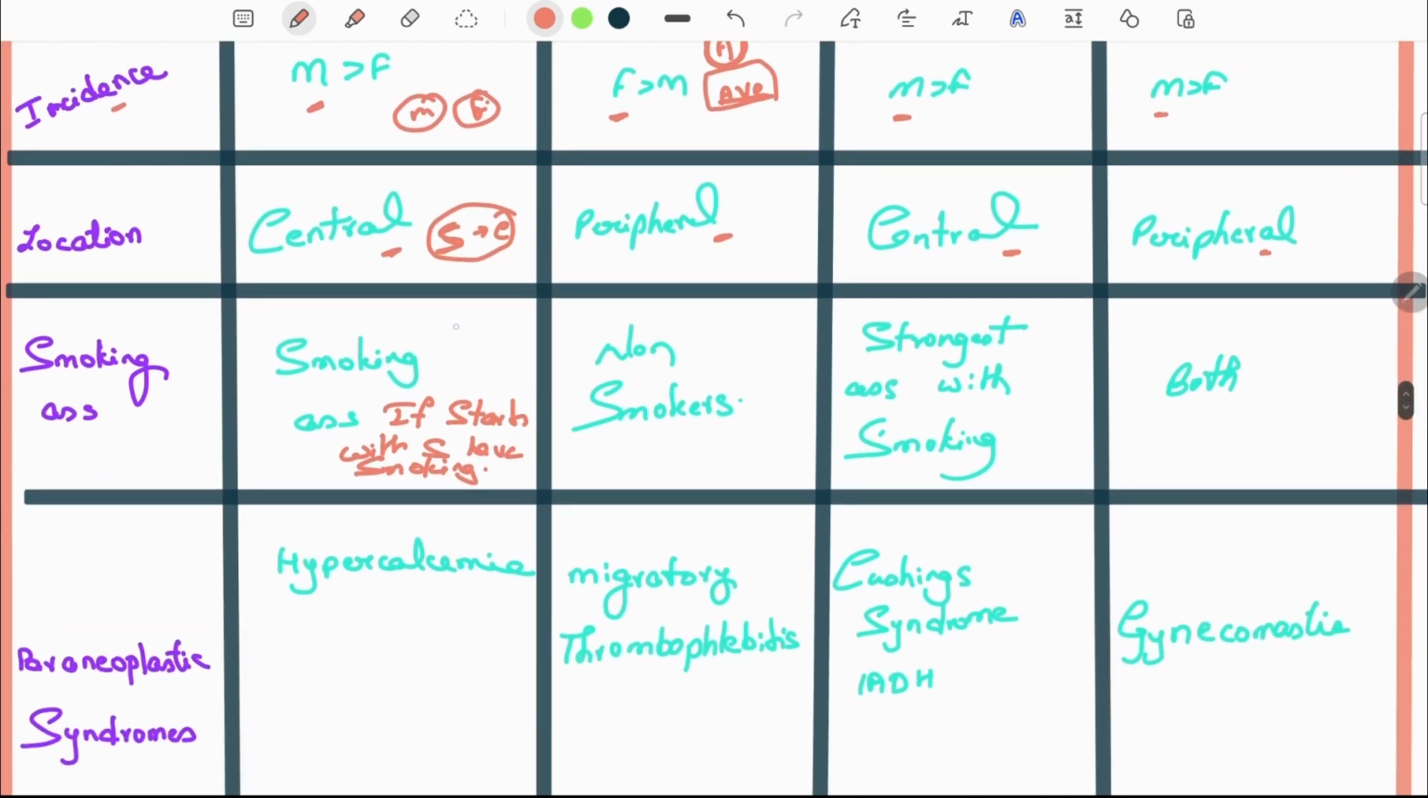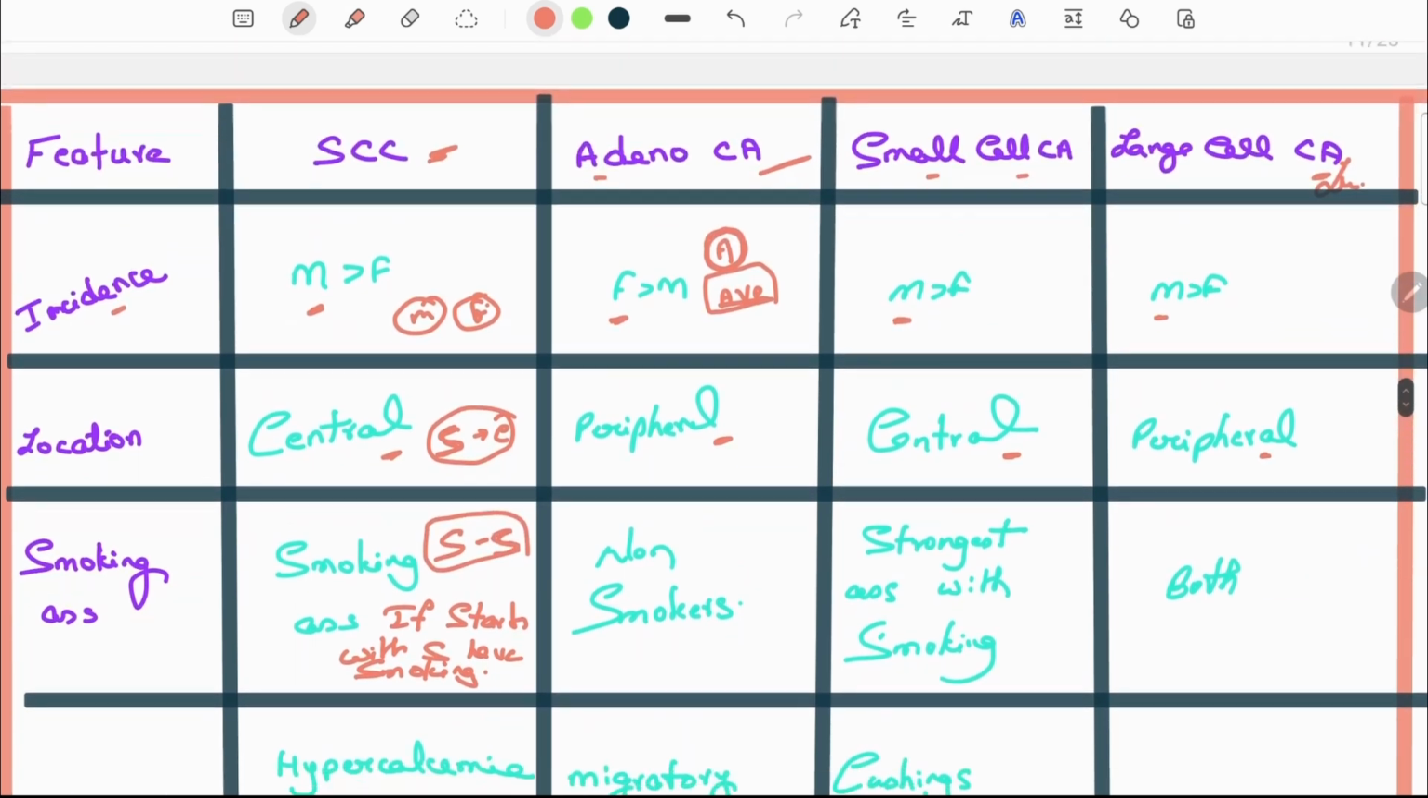Next one is smoking association. Smoking starts with S, and squamous cell carcinoma and small cell carcinoma start with S. So squamous cell carcinoma is smoking associated, adenocarcinoma is non-smoking associated, small cell carcinoma is strongly smoking associated, and large cell is both, whether it is smokers or non-smokers, it doesn't affect it in any way.